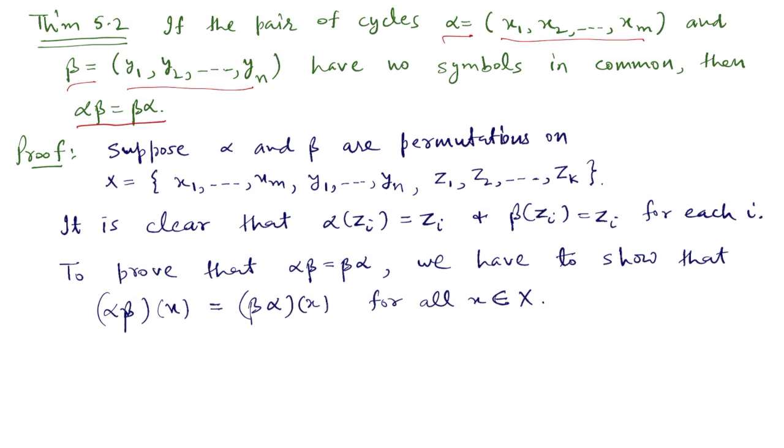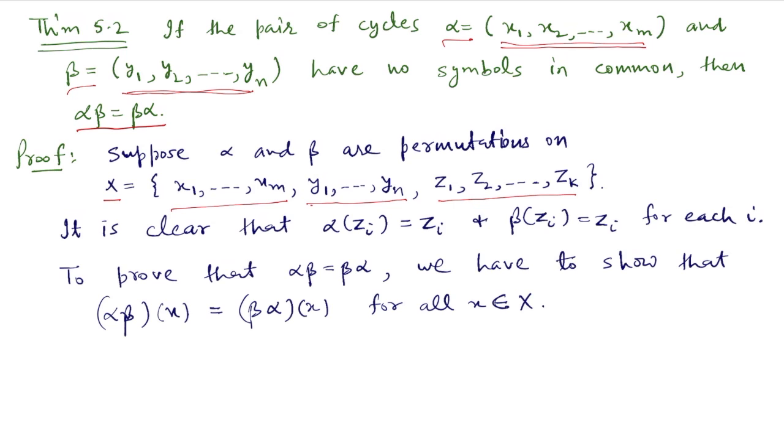Okay, so alpha is having m symbols x1, x2, ..., xm and beta is having n symbols y1, y2, ..., yn, but there may be more symbols also. So let us take all the symbols and let us denote this set by X. So X contains all the symbols x1, x2, ..., xm, these are symbols appearing in alpha; y1, y2, ..., yn, these are the symbols appearing in beta; and z1, z2, ..., zk are the other symbols that are not appearing in alpha and not appearing in beta.